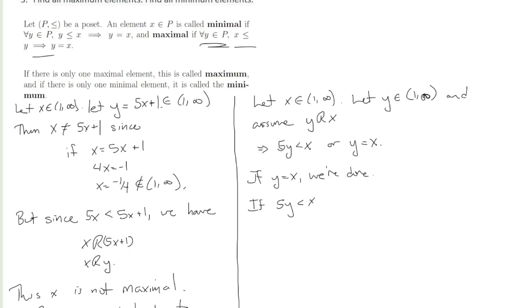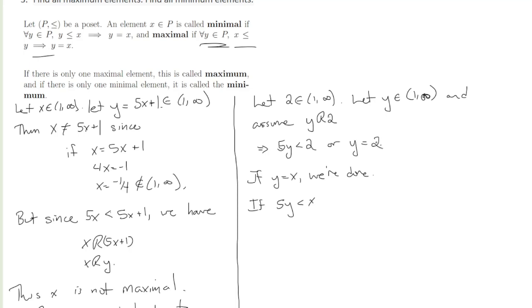So now let's erase this a little bit. And let's talk about the number, not 1, because 1's not in my set, but how about the number 2? 2 is in the set from 1 to infinity, right? And we assumed, let y be any number from 1 to infinity, and assume that y is less than or equal to 2. y is related to 2. In other words, 5y is less than 2, or y equals 2.